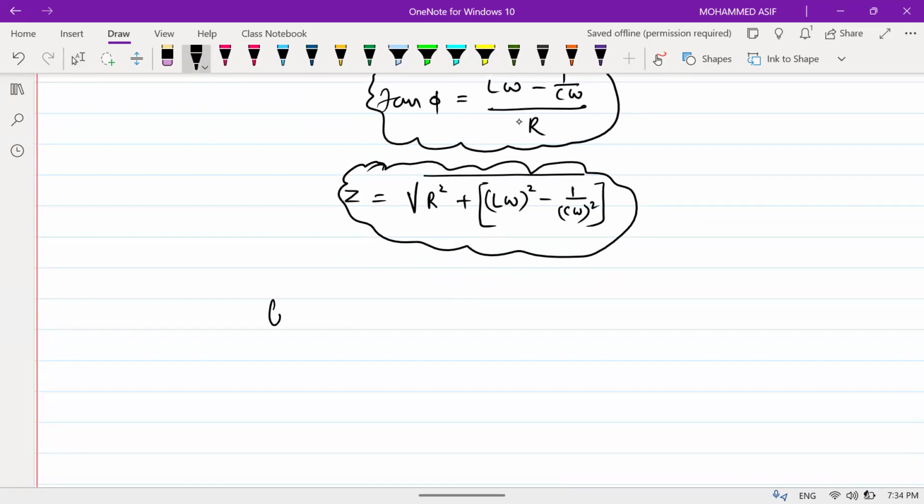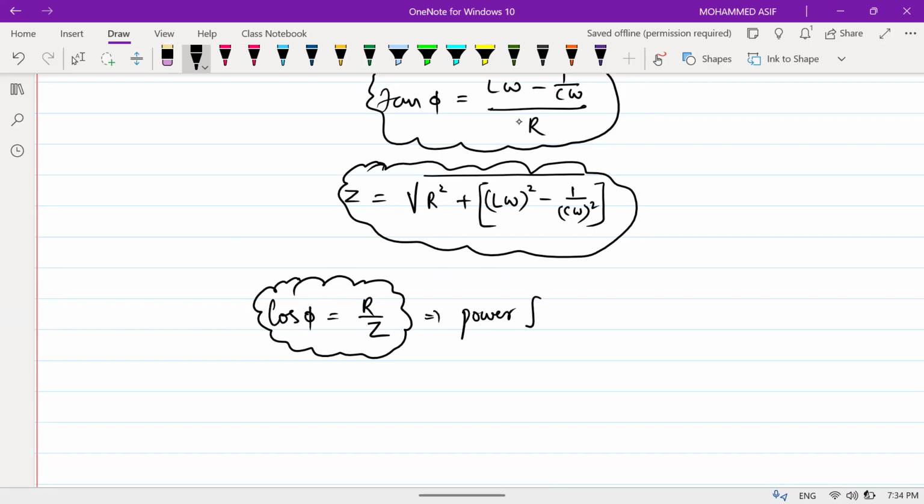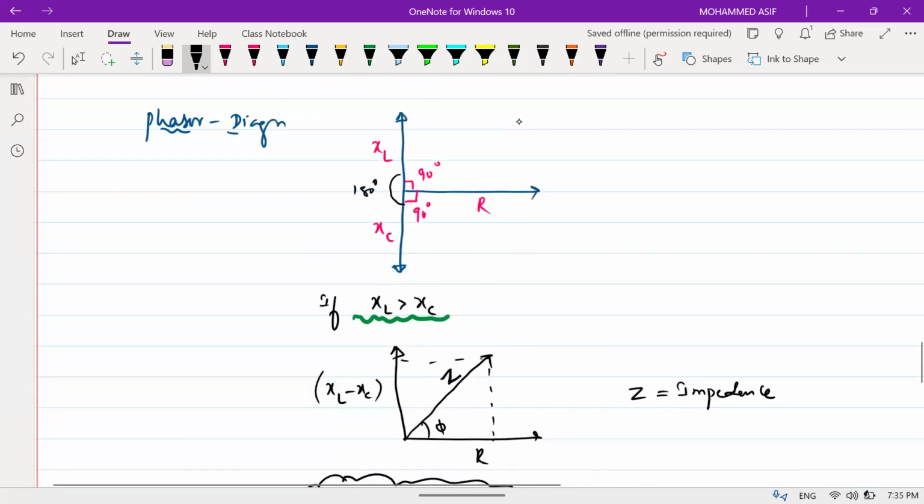And we define one more term here called cos phi. Cos phi is known as power factor, represented by R by Z. Cos phi is equal to R by Z. What do we call this one? Power factor. Am I clear?